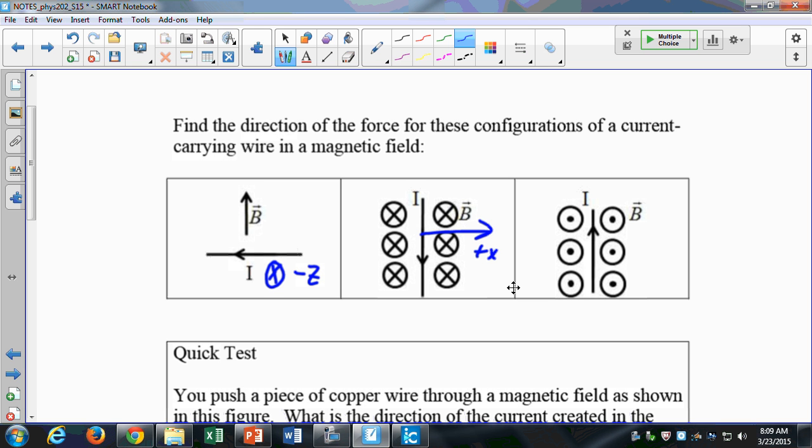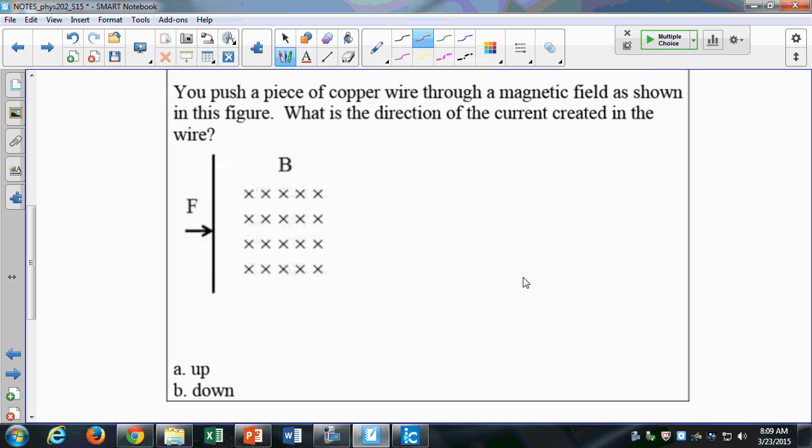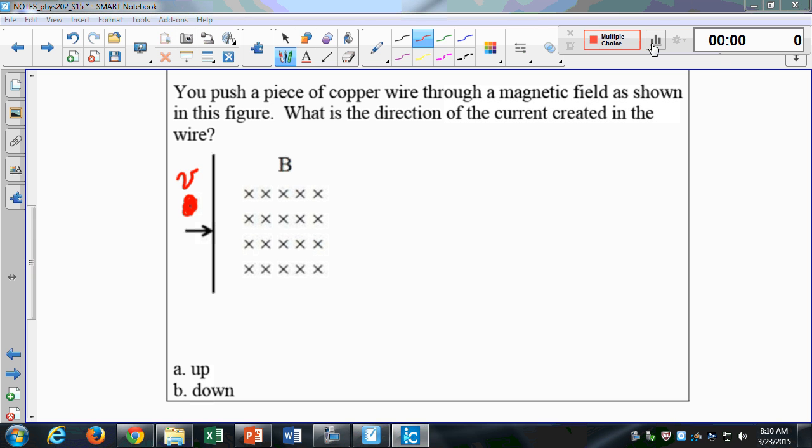All right. So what's the direction of the force on this one? Positive X. Let's see. So I is in that direction. V is out. Yeah, positive X. And notice too that if I change the direction of my current, if I put my current in that direction, then the force would be in that direction. All right, let's try this quick test. Let's think about it differently. Instead of thinking of it as a force, let's imagine that I'm pushing this current through this wire through a magnetic field, and I want to know what then is the direction of the current.